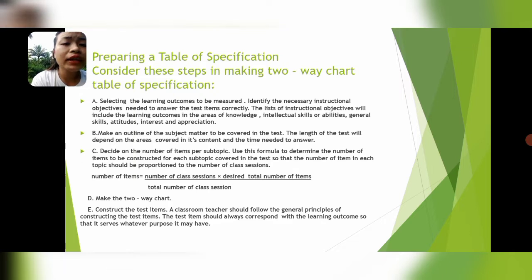B. Make an outline of the subject matter to be covered in the test. The length of the test will depend on the areas covered in its content and the time needed to answer. C. Decide on the number of items per subtopic. Use this formula to determine the number of items to be constructed for each subtopic covered in the test so that the number of items in each topic should be proportional to the number of class sessions.